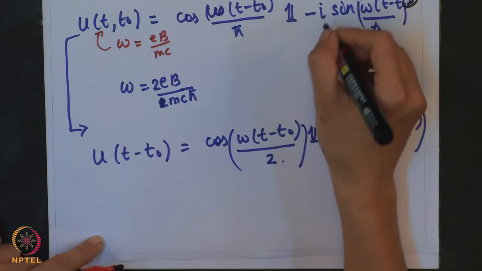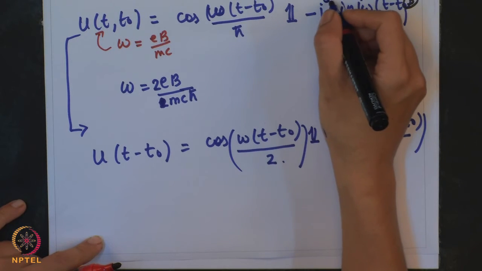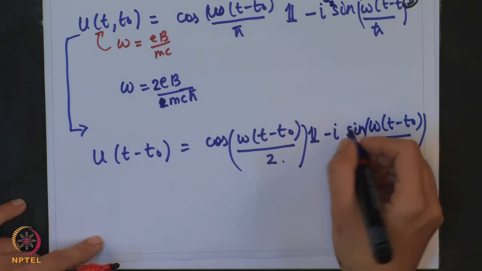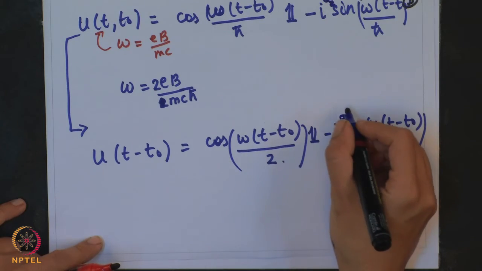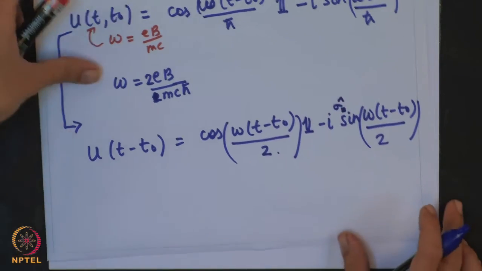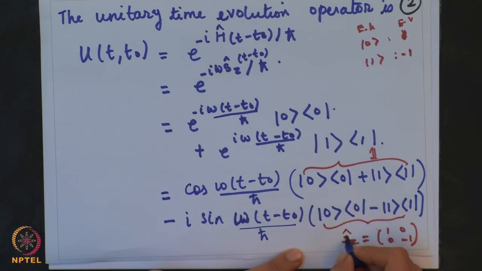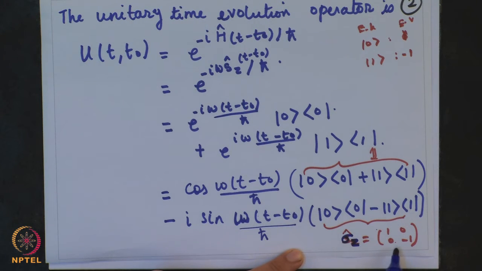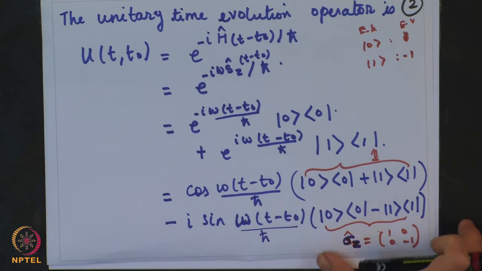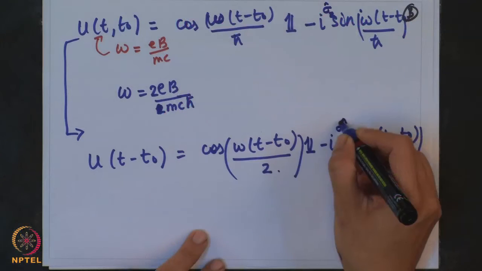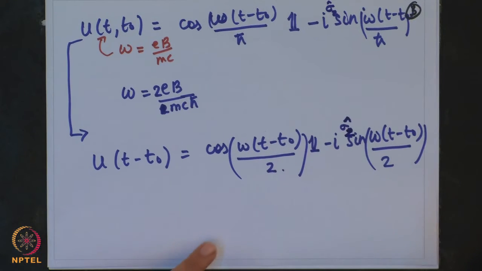Here I have to write sigma z. Here also I have a sigma z or Sz term. So, this was Sz, and here this was Sz. So, in terms of this, it is sigma z, and this we have included in our expression over here, Sz.